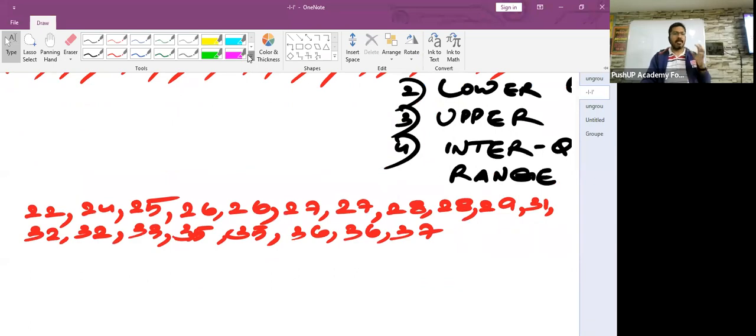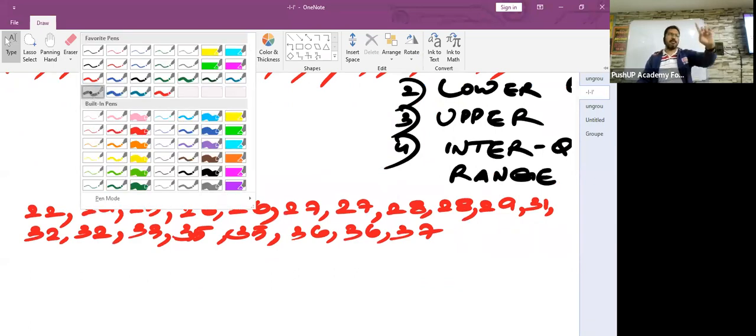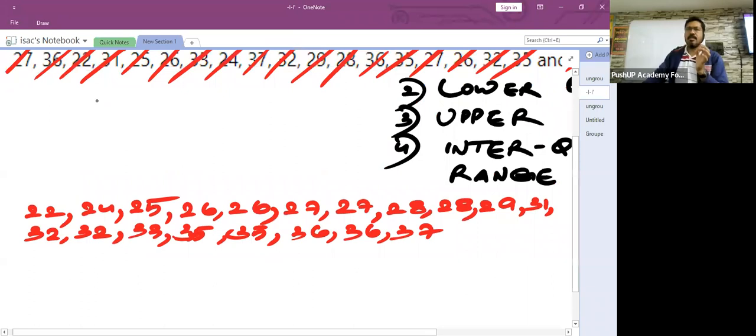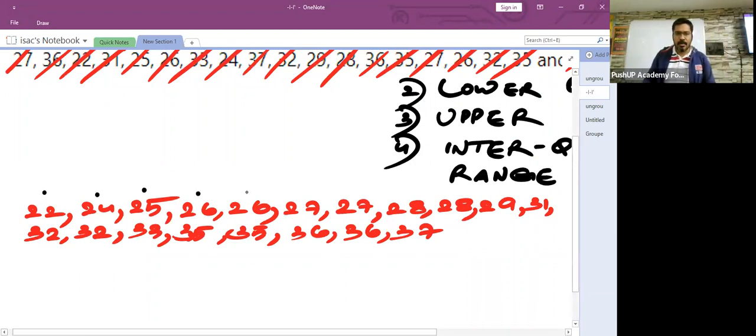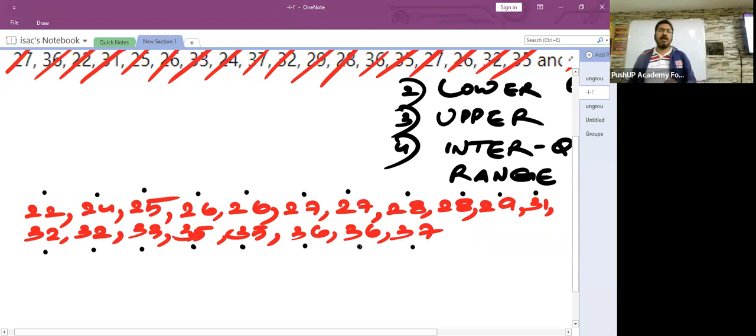Children, in the exam, if it comes for 1 mark, please arrange it in ascending order and verify whether all the 19 observations have been taken or not. Just count it. 1, 2, 3, 4, 5, 6, 7, 8, 9, 10, 11, 12, 13, 14, 15, 16, 17, 18, 19. Yes, all the 19 observations are marked here.